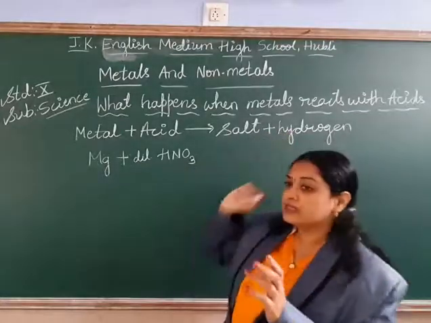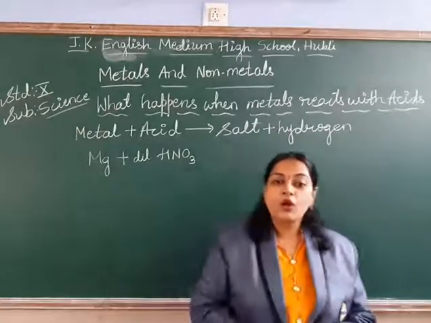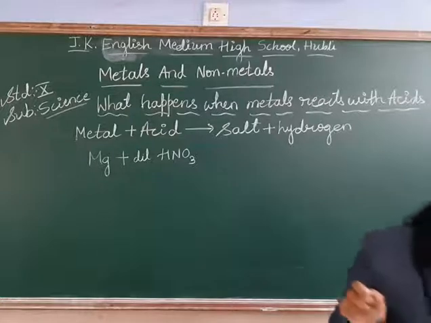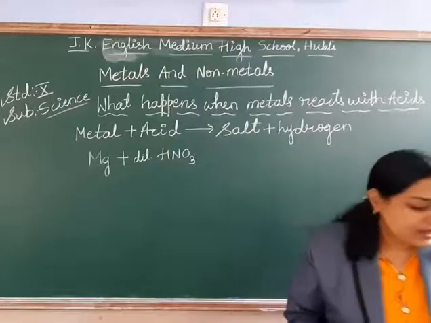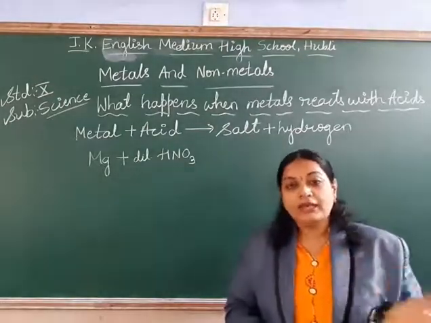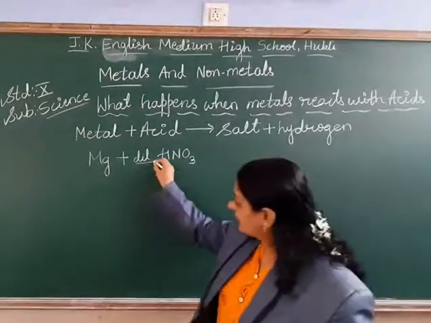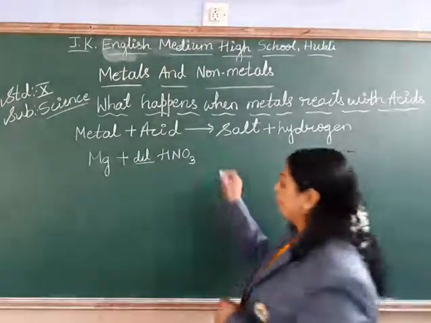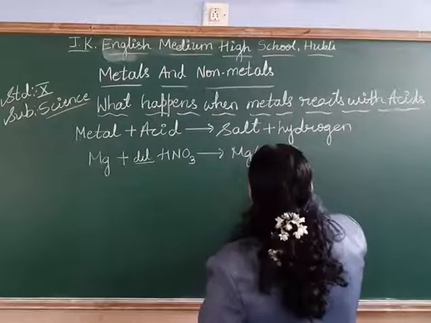In the previous examples you have seen that the hydrogen will be utilized and made into water. Not only that, the nitric acid itself will be reduced to an oxide of nitrogen. It may be nitrous oxide, nitric oxide or nitrogen dioxide. So that is what I am mentioning here. It is a dilute nitric acid. So what happens now? Magnesium nitrate, Mg(NO3)2.